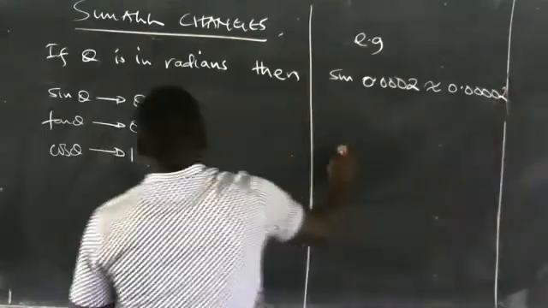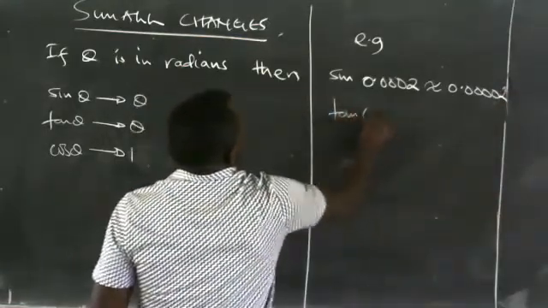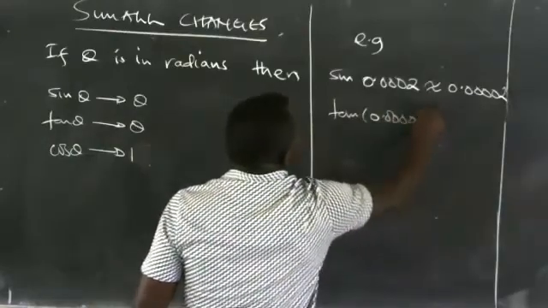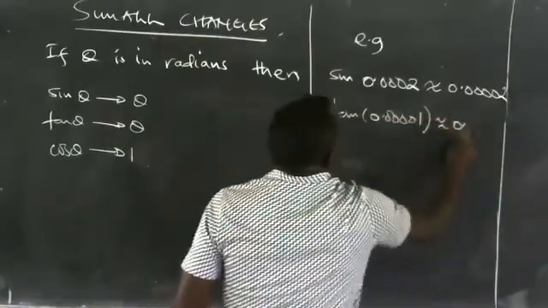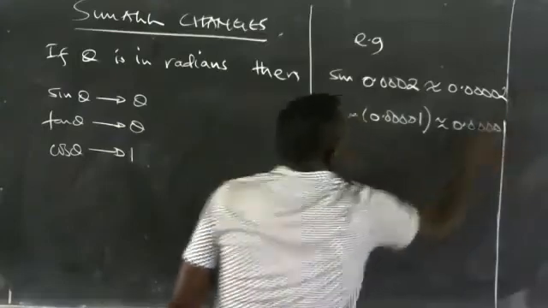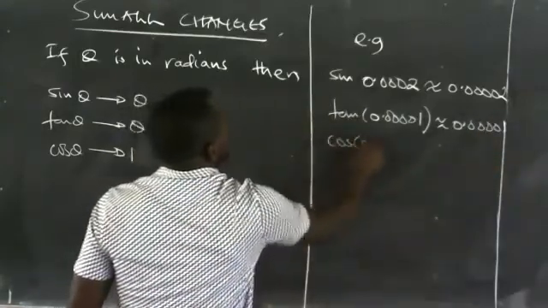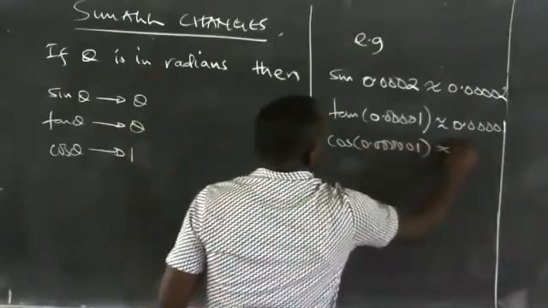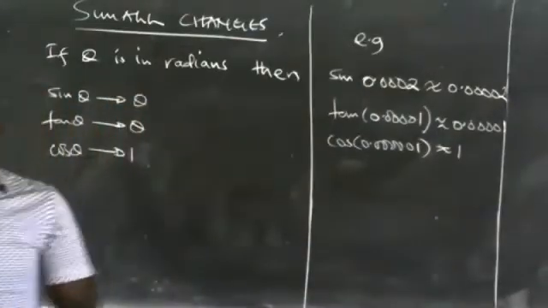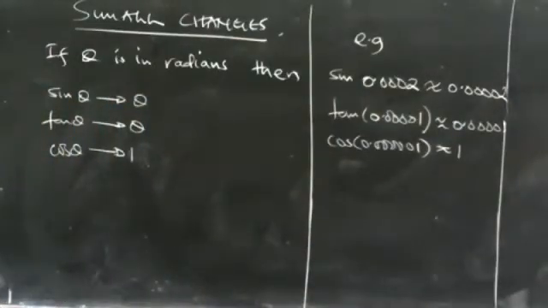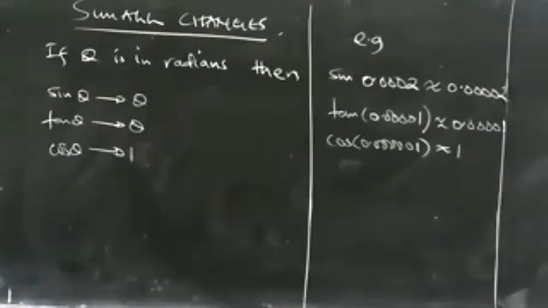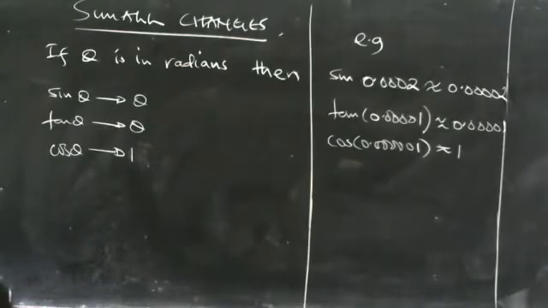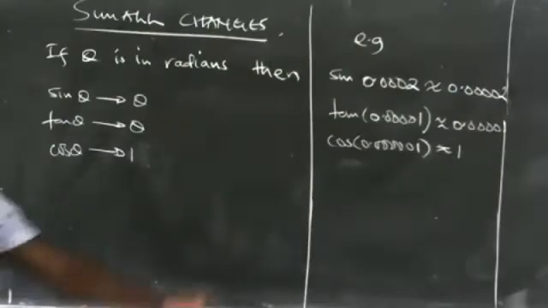If you have the tan, again, the tan of a small angle, 0.01, you get the same angle. But for a cosine of a small angle, it gives you 1. You put your calculators in radian. Go to modes. You have to put your calculator in radian. Then I will verify this.